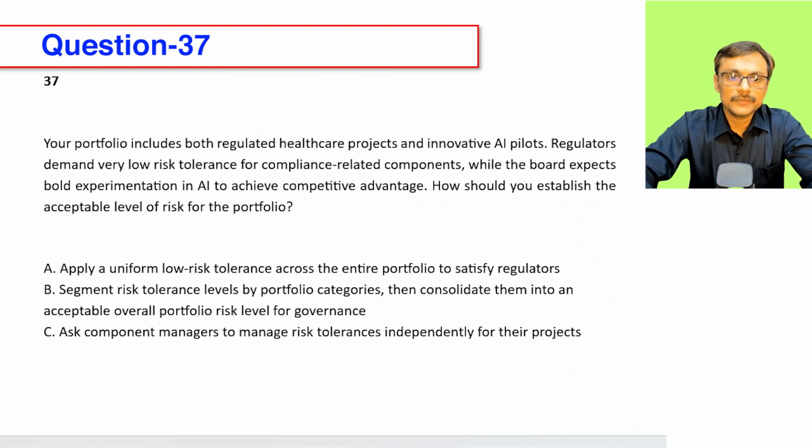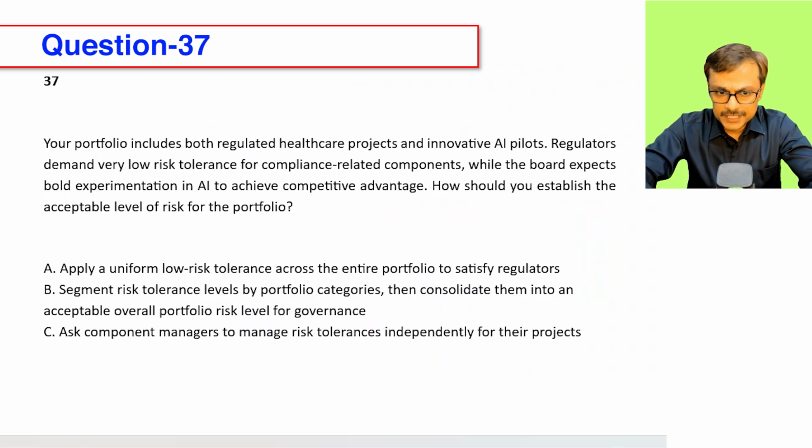Question number 37. Your portfolio includes both regulated healthcare projects and innovative AI pilots. Regulatory demands very low risk tolerance for compliance related components, while the board expects bold experimentation in AI to achieve competitive advantage. How would you establish the accepted level of risk for the portfolio?